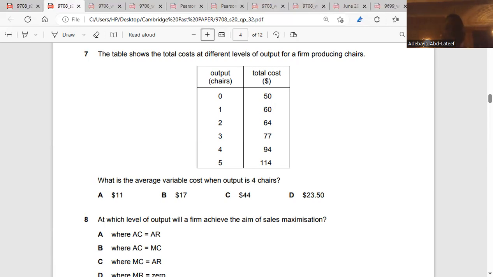Now we go to the output of 4. At the output of 4, we have total cost to be 94. From 94, we subtract our fixed cost, which is constant, 50. So 94 minus 50 gives us our variable cost. So VC is TC minus FC. VC is 44. So AVC will be 44 divided by output, which is 4. 44 divided by 4 is 11. Is it clear?